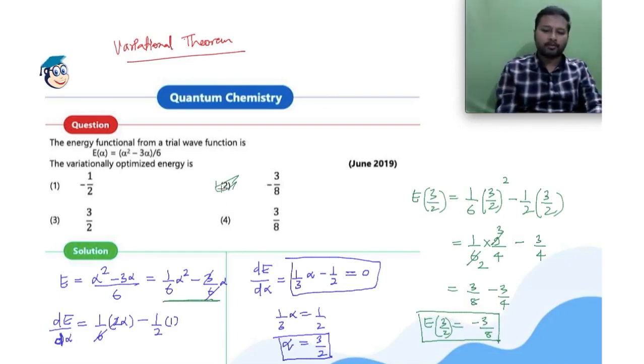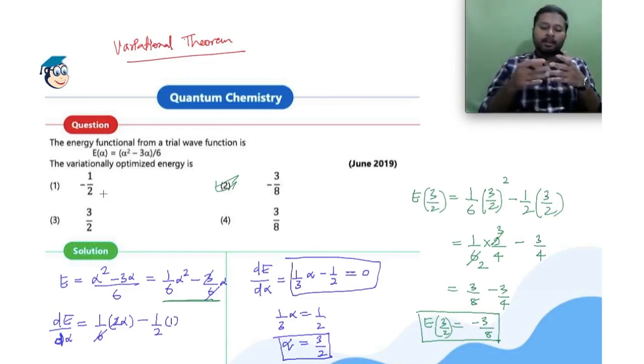That's how you have to solve this. Remember what I have done? I have just taken the equation given to me in the question, differentiated that equation once, equated it to 0, calculated the value of alpha, substituted that value in the equation given to me, and calculated the optimized energy.